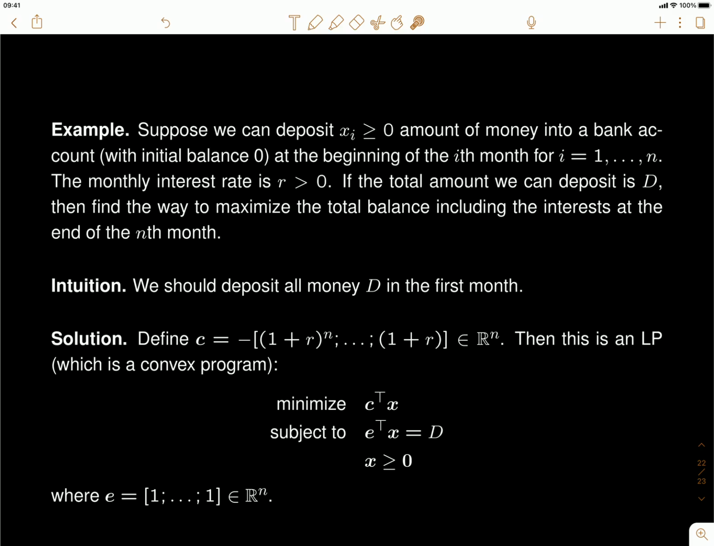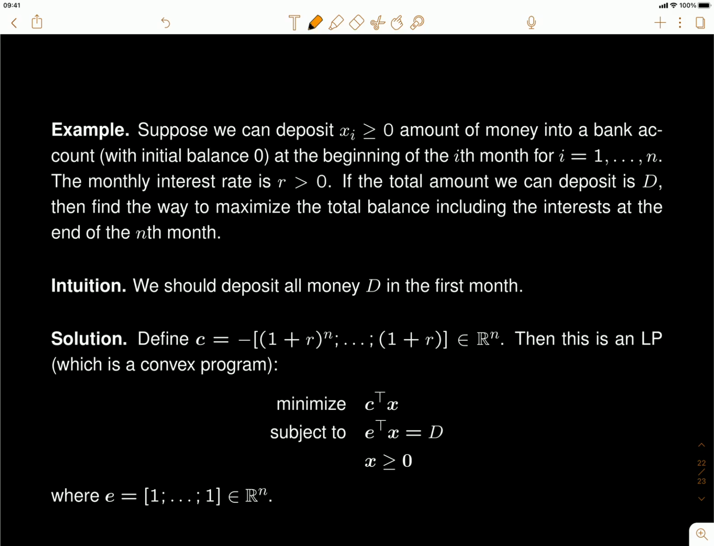Right? That would be the only way to maximize the total balance. And what we're trying to do here is to use the KKT condition to verify that. Apparently, this is a kind of simple or very trivial question, but the goal here is to show that these indeed can be implied by the KKT condition. Okay, so the setup is like that.